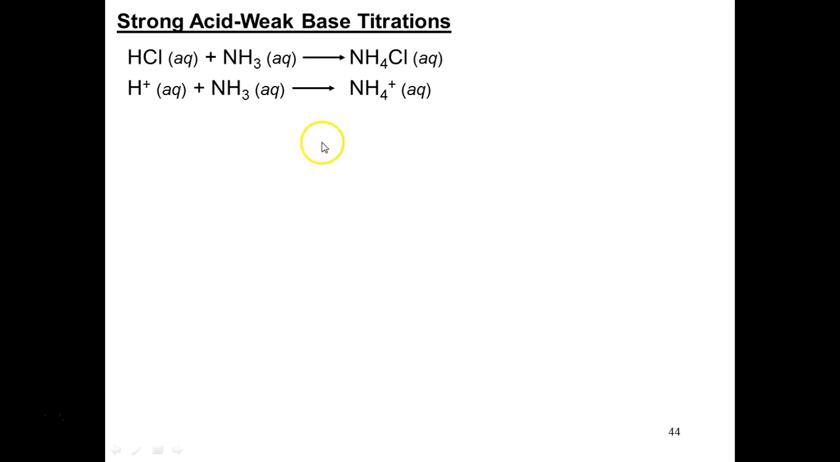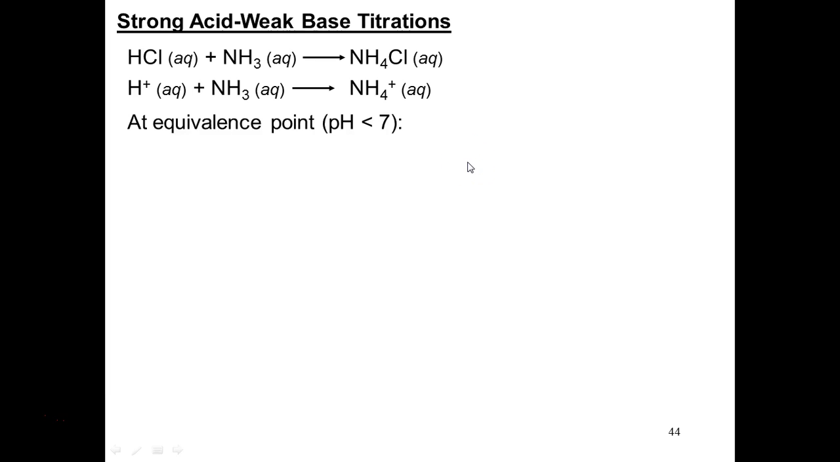The next type of titration that we can go over is a strong acid, weak base titration. An example of this is hydrochloric acid in a solution with the weak base ammonia to form ammonium chloride. So the net ionic would be H plus the ammonia. It's going to be ammonium. So chloride is left off in the ionic equation.